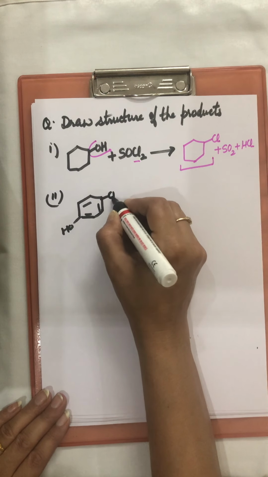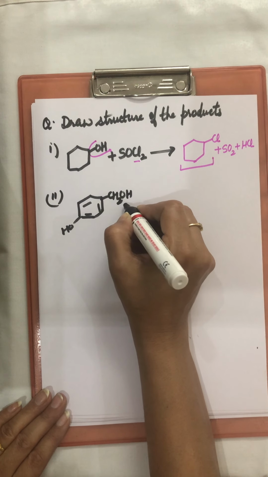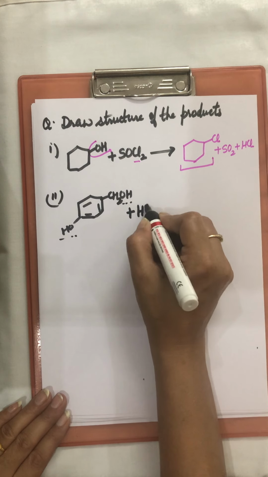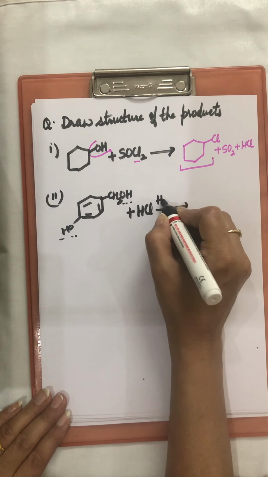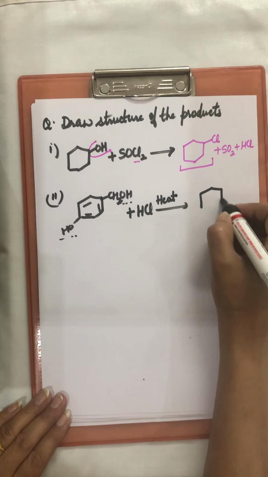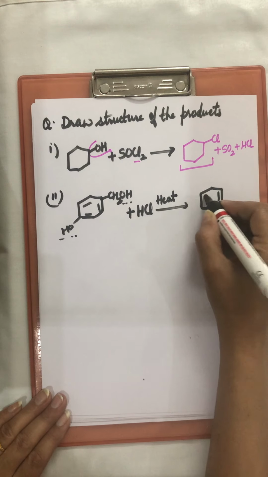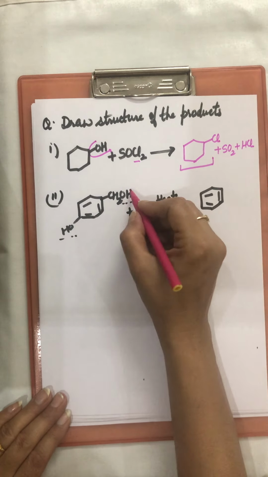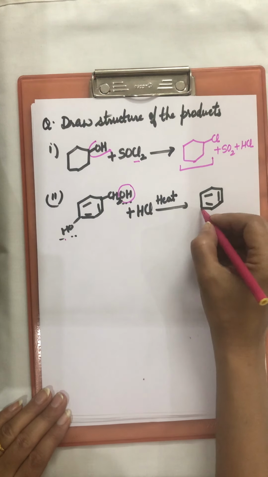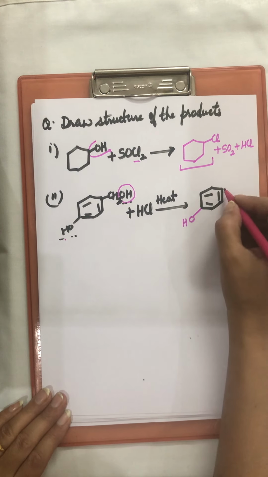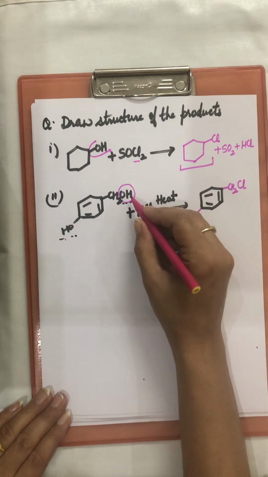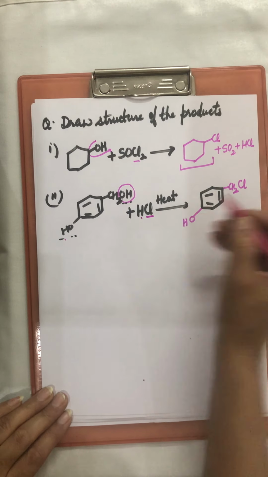Second part, when this compound, where two OH groups are present, this OH and this OH, is reacted with HCl, and we have to heat this mixture, what will be our product? Now only this OH will be replaced by Cl and not this one. So here OH will remain as it is, while this OH is replaced by the Cl. OH and H combine to form a byproduct, water.